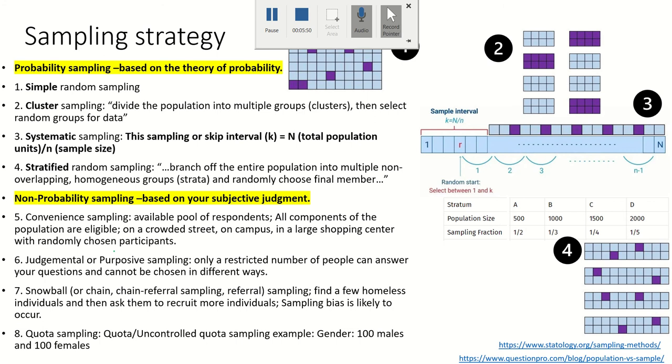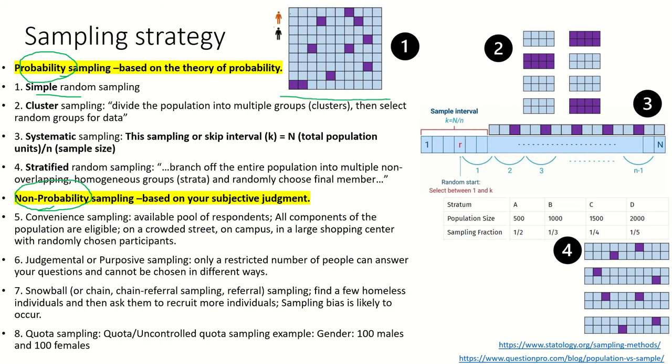There are different types of strategies. The most important ones are probability sampling and non-probability sampling. If you adopt probability sampling, then you can choose your sample based on simple random sampling. You have so many different people here, and you just pick some of them. If you label them by number, you can use a calculator or a machine to generate numbers, and you pick specific numbers, and this can be your sample.